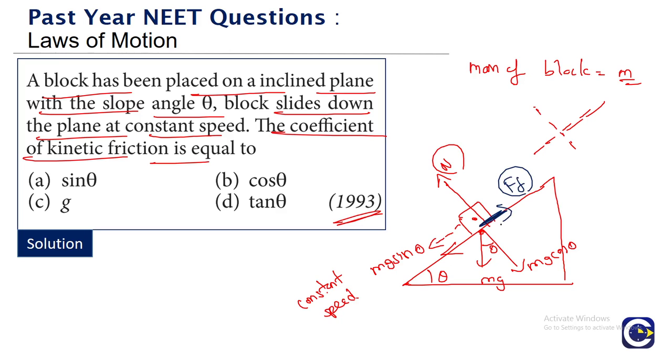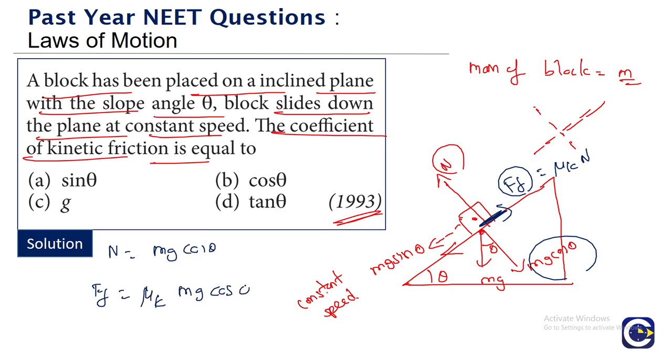And since there is a motion, it is the kinetic friction. What is the kinetic friction value? Mu k into the normal reaction. First, perpendicular to the plane, there is a force balance, no movement. Movement is only along the plane, which means the normal reaction value is equal to mg cos theta. So the kinetic friction is equal to mu k into mg cos theta.